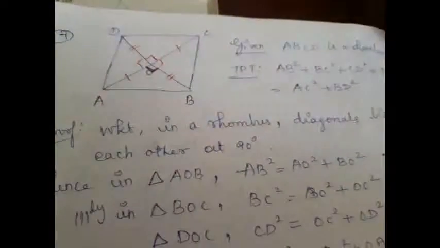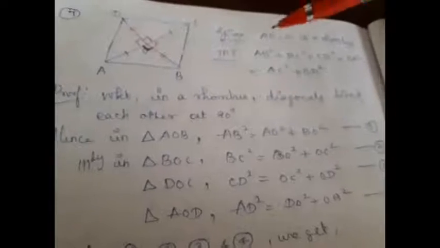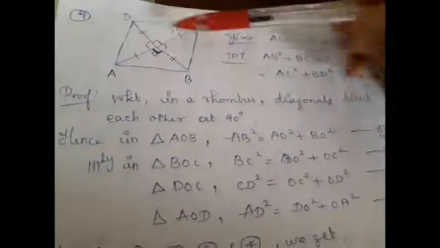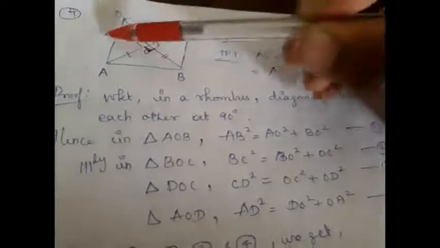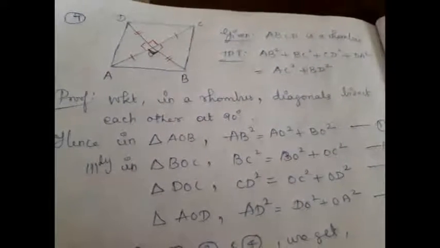Let us solve the next question. They asked you to prove that in a rhombus, the sum of the squares of the sides is equal to the sum of the squares of its diagonals. So it is given ABCD is a rhombus. We need to prove that the sum of the squares of its sides is equal to the sum of the squares of its diagonals. That is AB square plus BC square plus CD square plus DA square is equal to AC square plus BD square. That's what we need to prove.